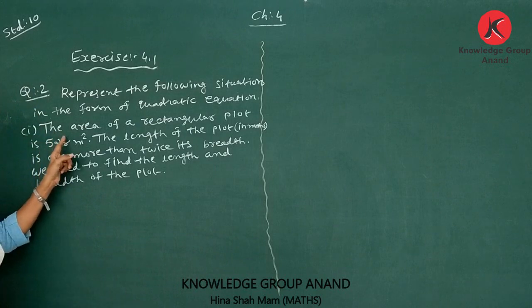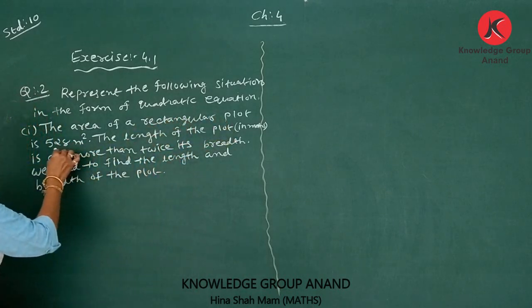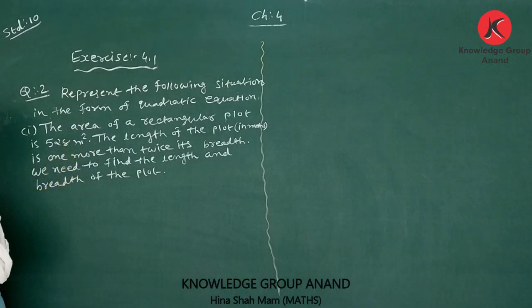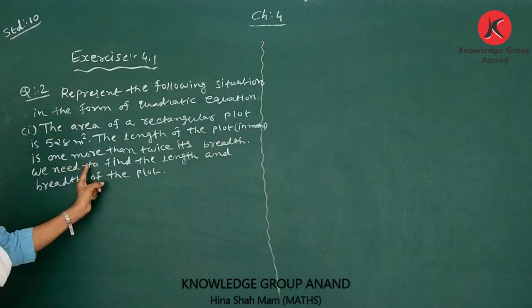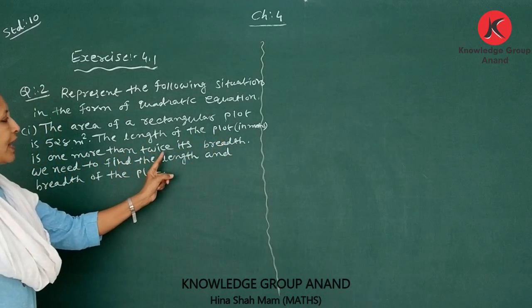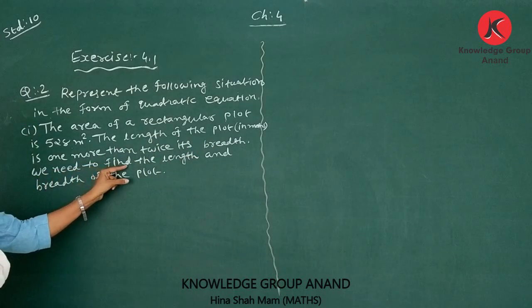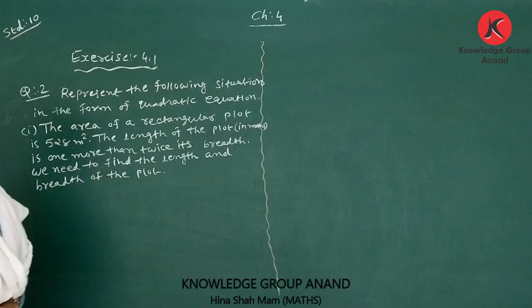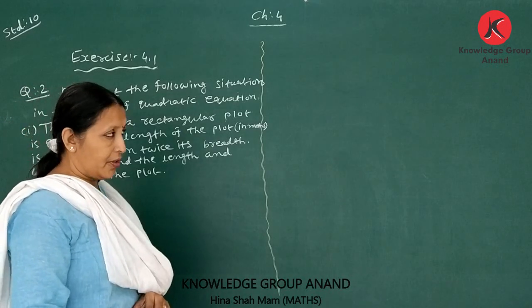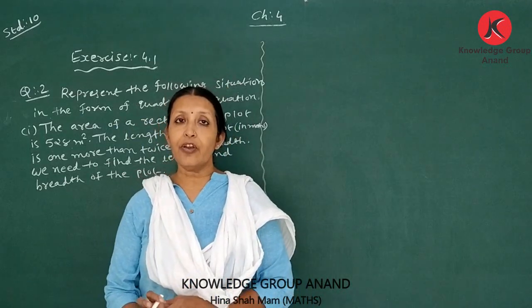Number 1. The area of a rectangular plot is 528 meters square. The length of the plot in meters is one more than twice its breadth. We need to find the length and breadth of the plot. Here we are given only the area of the rectangular plot.